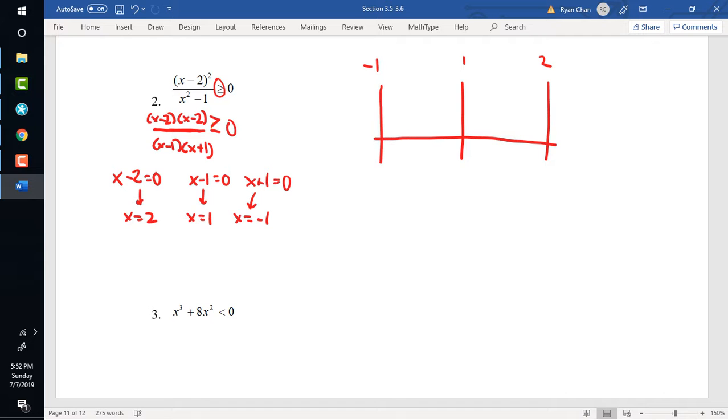Write all my factors down. So I can do the following. I'm going to do x minus 2, and I can just do it as a quantity squared. And I have x minus 1, x plus 1, right? So I'll plug in numbers like negative 2, 0, 1.5, and 3. Okay. Now let's look at this here. x minus 2 quantity squared. If you think about this, no matter what I plug in, it will always become positive. Okay, so I'll do positive, positive, positive, positive.